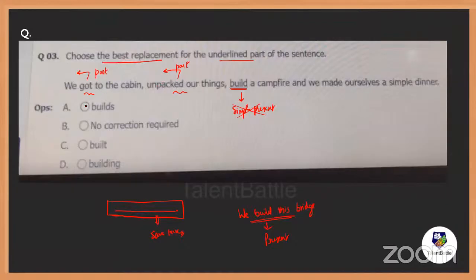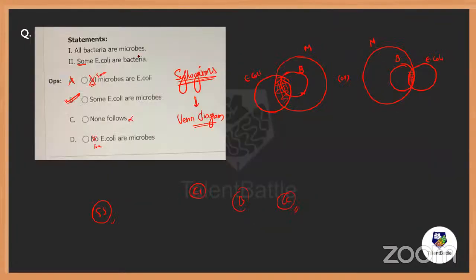So everybody says, sir, but there is no relation between E. coli and microbes. Mihir, directly they won't give it. That is why we have to form it. For example, here, some E. coli are bacteria. Let's say this is E. coli and let's say this is bacteria. I'm using this statement first. Some E. coli are bacteria. Now, all the bacteria are microbes, means without touching this circle.